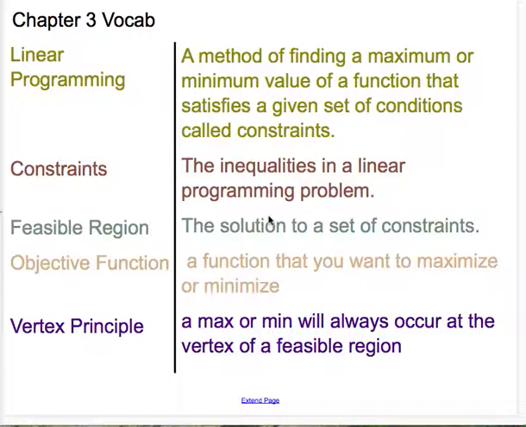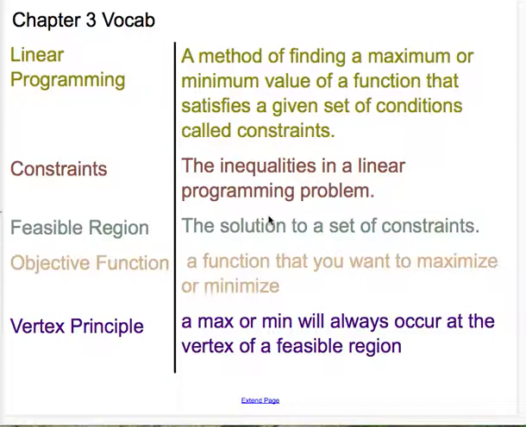So taking a look at section 3.4, it's a section called linear programming, which is a method of finding a maximum or a minimum value given a set of conditions called constraints. This is important because it's actually a real application of what we've been doing. A lot of businesses want to maximize profit while minimizing costs. So they'll use linear programming to figure out what variables will give them what they need.